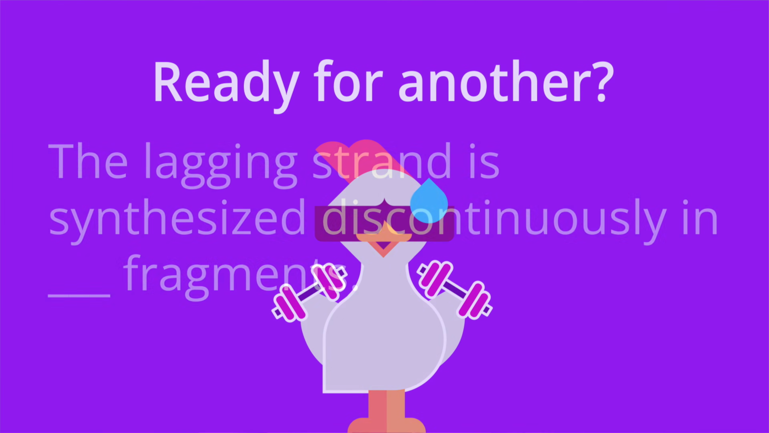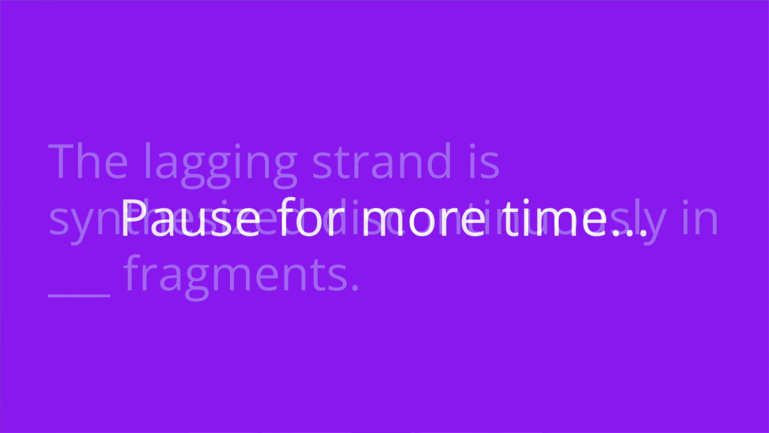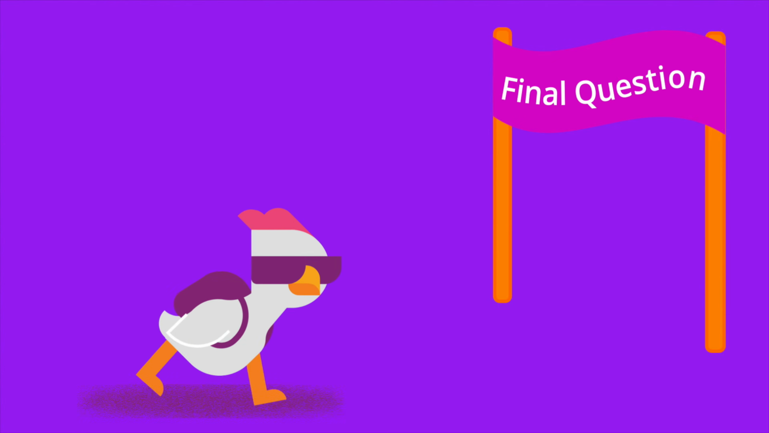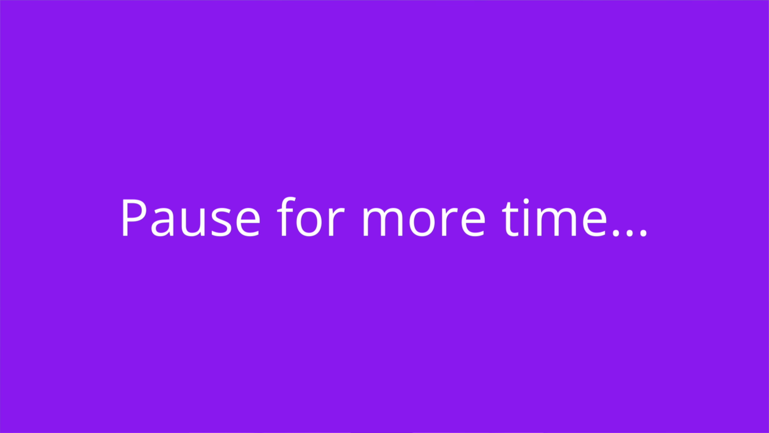Question number 3. The lagging strand is synthesized discontinuously in blank fragments. The answer is Okazaki. And number 4, blank are regions of non-coding repetitive sequences at the end of the chromosome in a eukaryotic cell. The answer is telomeres.